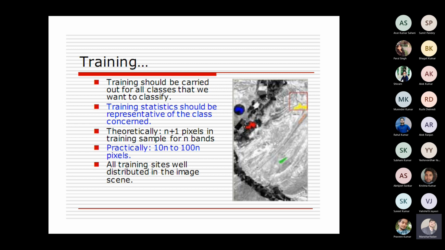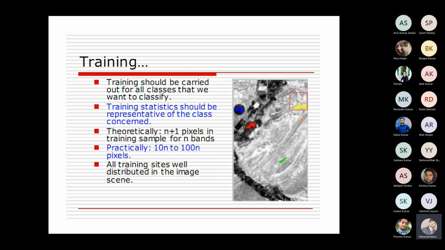Theoretically, n plus 1 pixels are needed in the training samples for n bands. Let's say if we have 3 bands, it means 4 training samples for each class. But practically, we go with 10n to 100n pixels for a better statistical representation of a class using training samples.